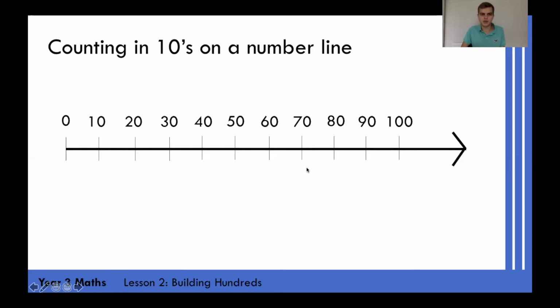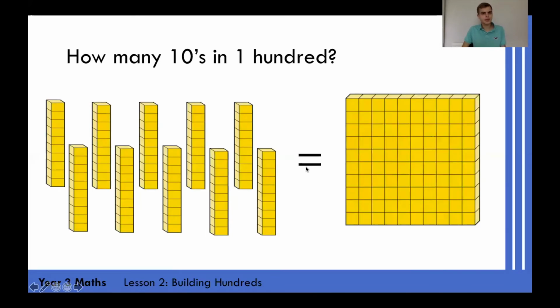Fantastic. So we can also count in tens on a number line as well as using Deans, can't we? Now, how many tens are there in 100 then? And we found out earlier by counting in tens, 10, 20, 30, 40, 50, 60, 70, 80, 90, 100. If we counted 10 lots of 10, we would get to 100. And in our Deans, we represent 100 like this, because it is 10 lots of 10 all stuck together.